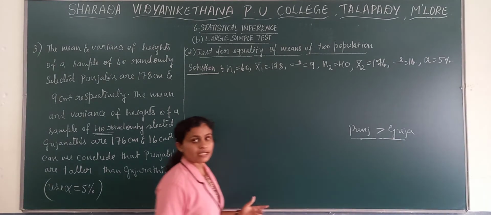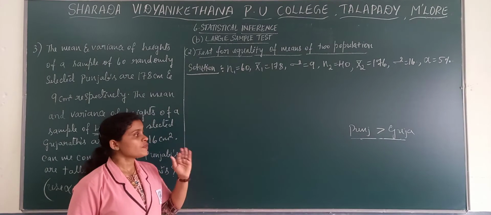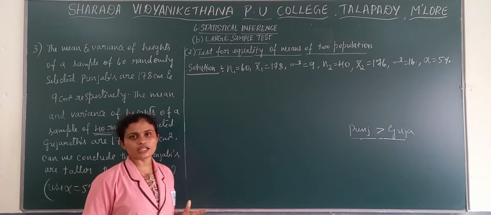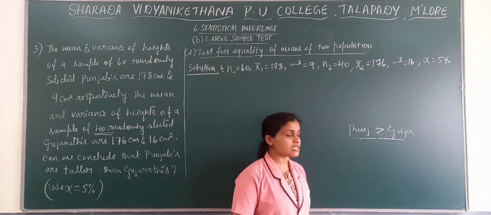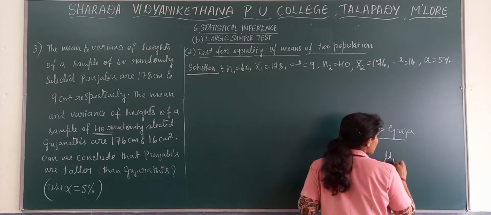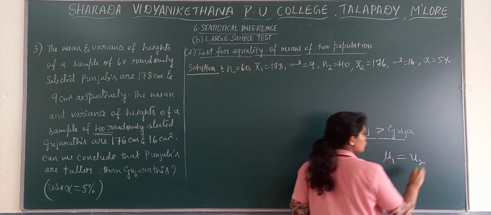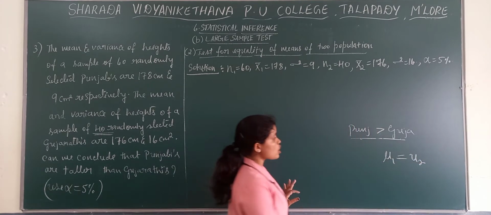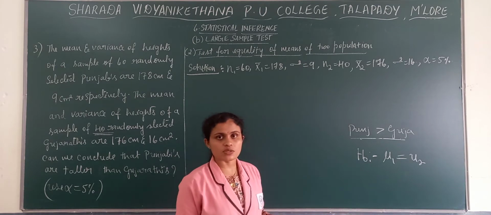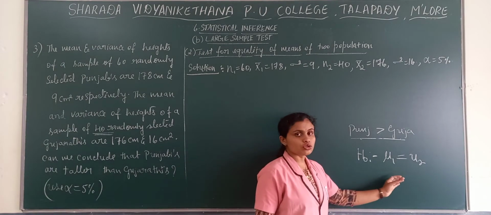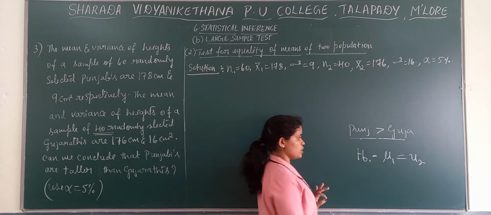So it is in one tail, it is right-tailed. So how to set null and alternative hypothesis? If it is a one-tailed test, we know that mu1 is equal to mu2. The null hypothesis should always be equal. Whatever changes will come, that we need to show in case of the alternative hypothesis.